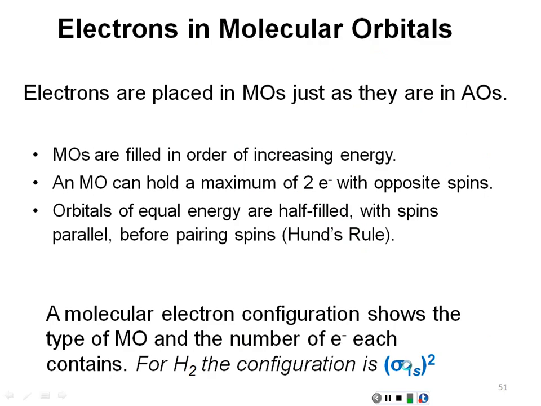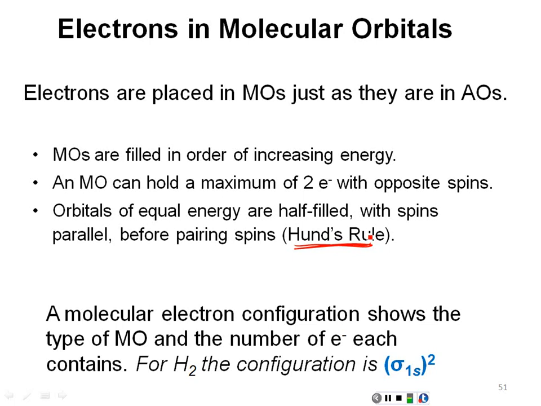Now, electrons are placed in molecular orbitals just like they are in atomic orbitals. So you go from lowest energy to higher energy. A molecular orbital, just like an atomic orbital, can hold a maximum of 2 electrons, and they have to have opposite spins. Orbitals of equal energy are half filled until you run out of orbitals, and then you start pairing the spins. Again, that's Hund's rule, and we'll see some examples of this.